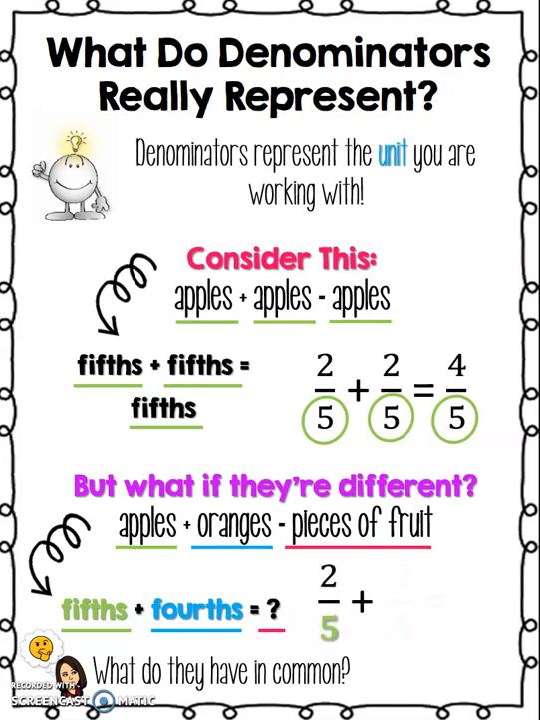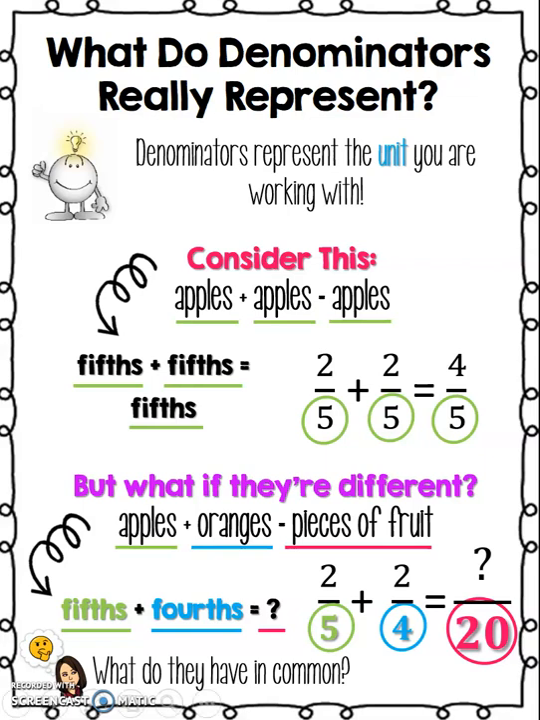So I can combine 2/5 and 2/4 by finding a common denominator of 5 and 4. When I list out my multiples, I'll find that that common denominator is 20ths pieces. Now, if I were to solve this question, I would find that it was 18/20ths, but the big idea here is that we're trying to understand that denominators really represent the unit we're working with.